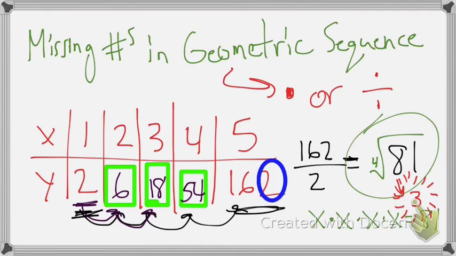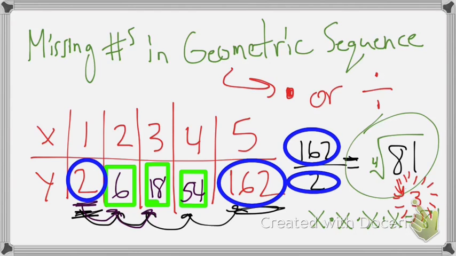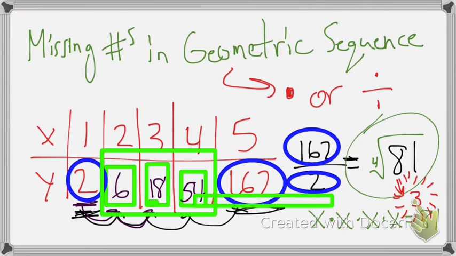So last divided by first, last over first, but then you take the root of the empties plus 1, the blanks plus 1. So that number, the 3 plus 1, which is 4, that number goes out there.